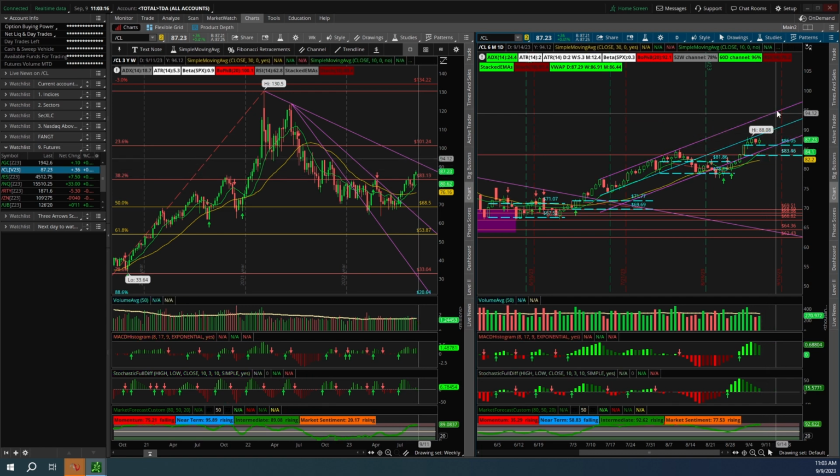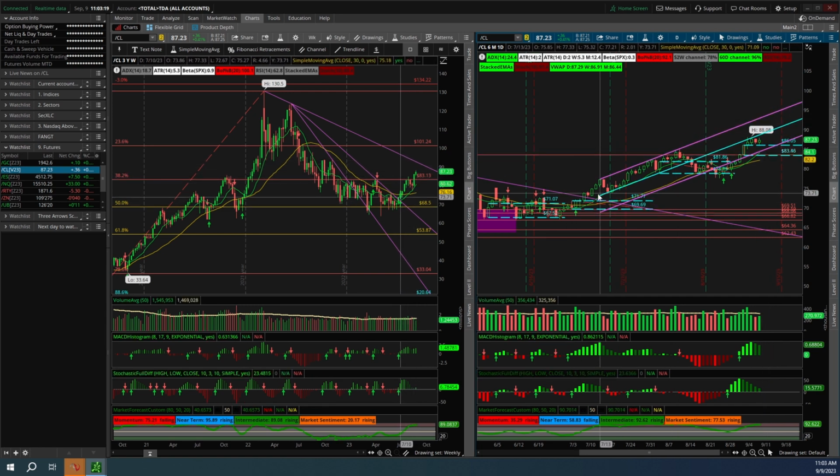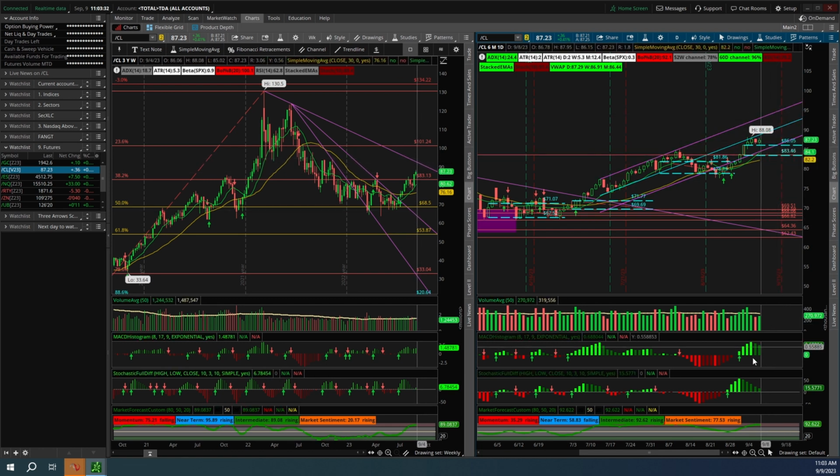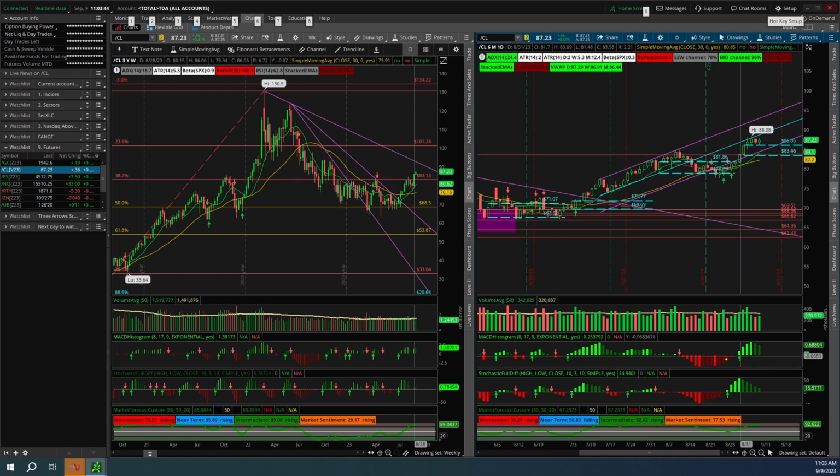So I would expect that after this move here, it came back down, I would expect this one to move all the way to 95, around that area, if it moves according to the expectation on the channel. It needs to reset the momentum a little bit, but we are above the first day opening range. Let's look at these levels here.